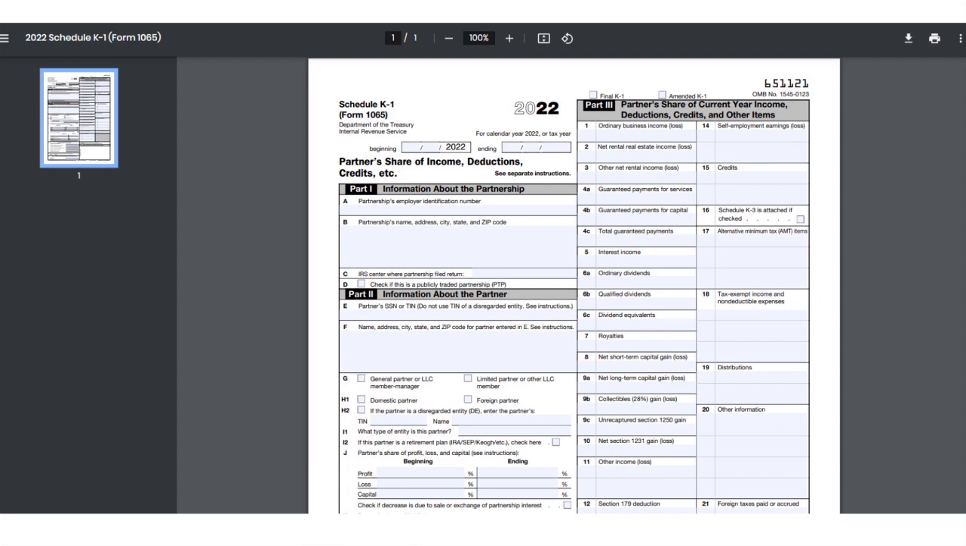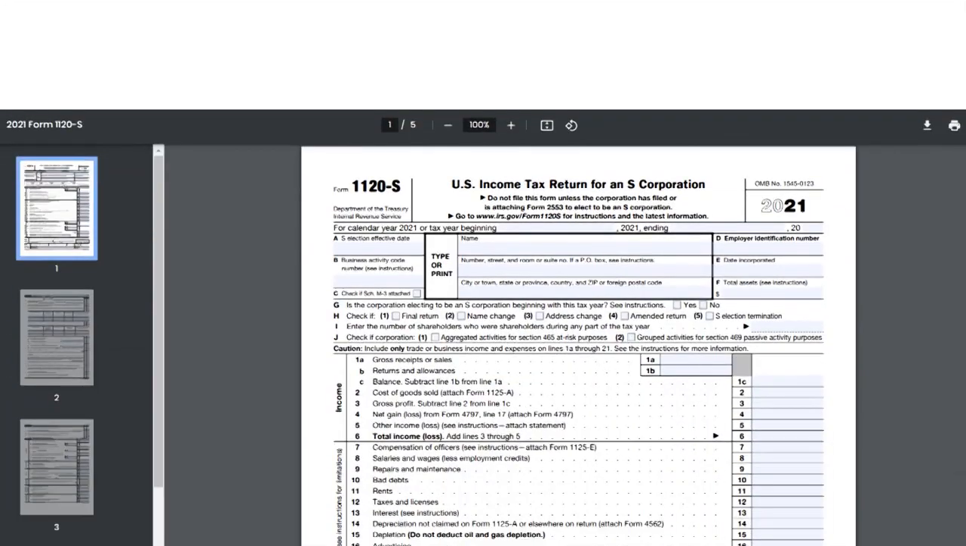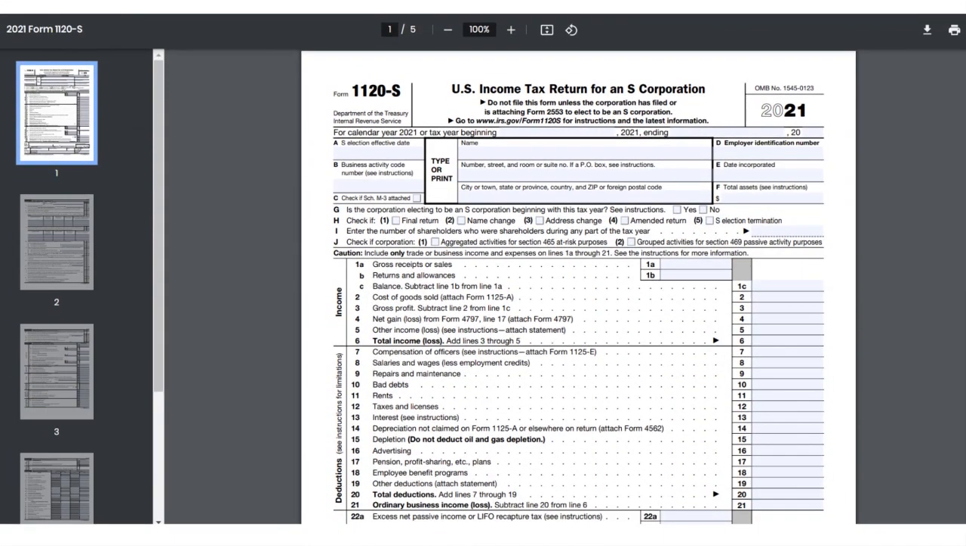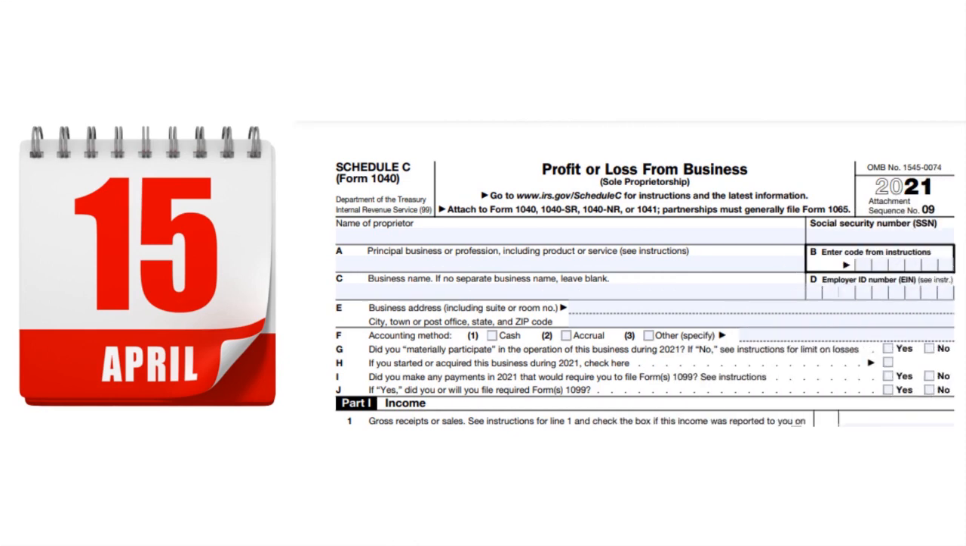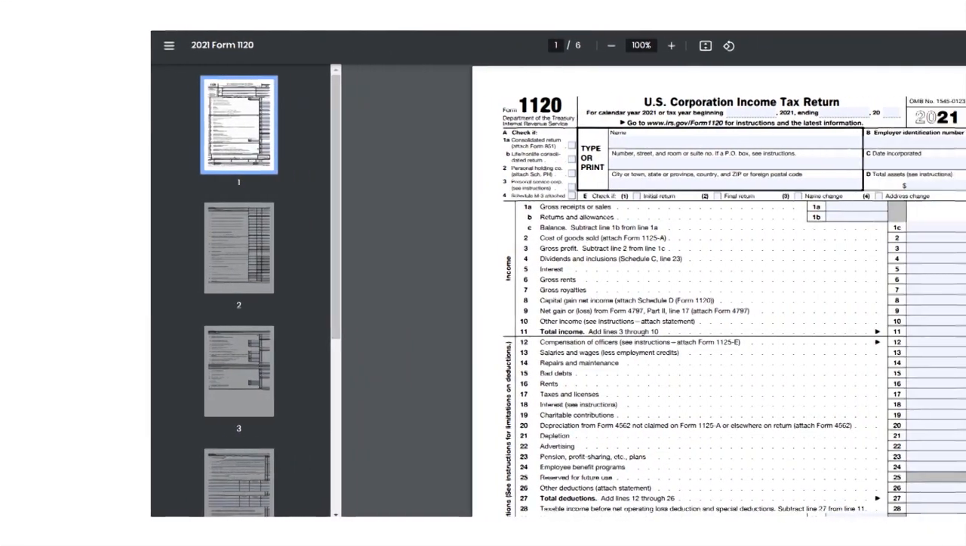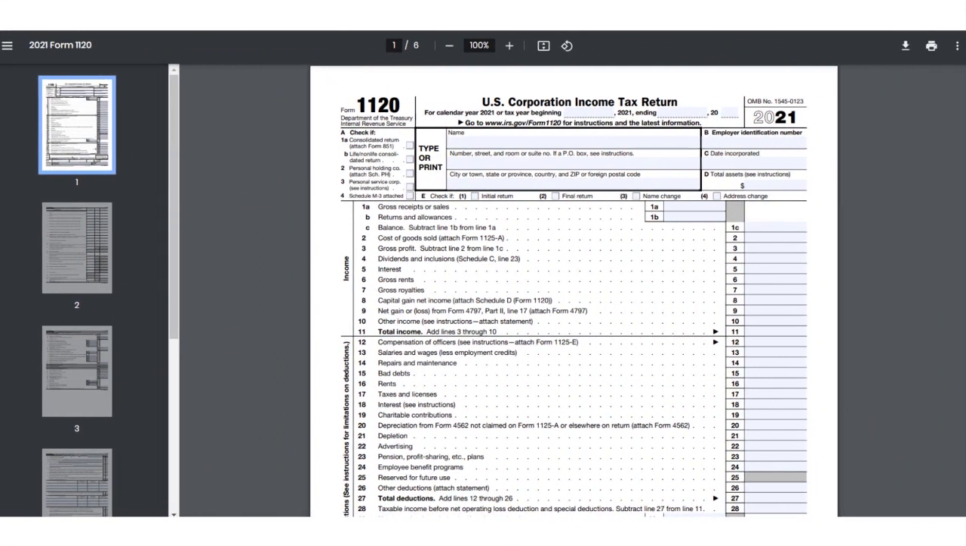March 15th for Form 1120S if you're filing as an S corporation. April 15th for Schedule C, but also for Form 1120. So that's for corporations that end the year on December 31st. In general, the 15th day of the fourth month after the end of your tax year, that's for Form 1120.